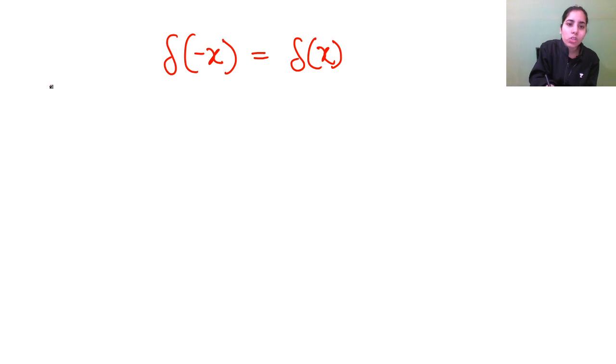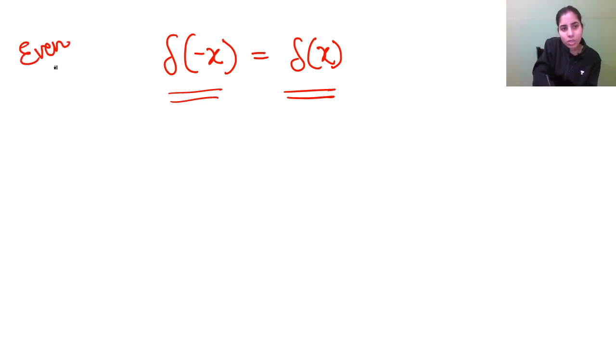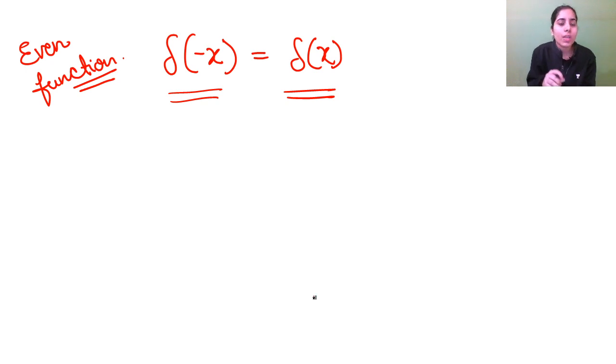What does it mean? It means del minus x is equal to del x. That means even in the function del x, when you put x equal to minus x, you also get the same del x expression. Clear? So it is an even function. The Dirac Delta function is an even function. Clear? So that's how you can consider the Dirac Delta function wherever you need it.